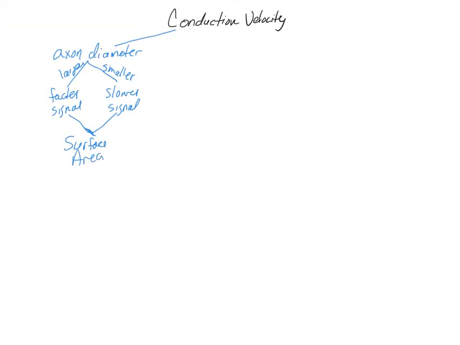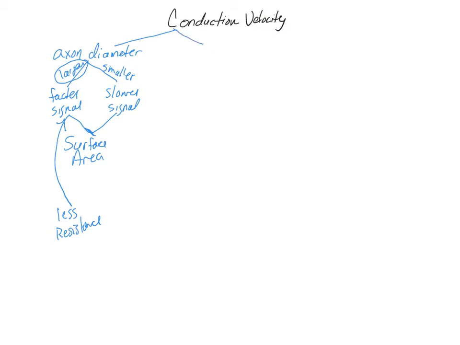Obviously, a larger diameter axon is going to have more surface area, more voltage gates, everything comes in faster. Whereas a smaller diameter axon has less surface area, fewer voltage gates, everything goes slower. And basically, this is all going back to that concept of resistance. So a large diameter with more surface area has less resistance to the electrical signal, the electrical signal being the movement of charged ions along that surface.